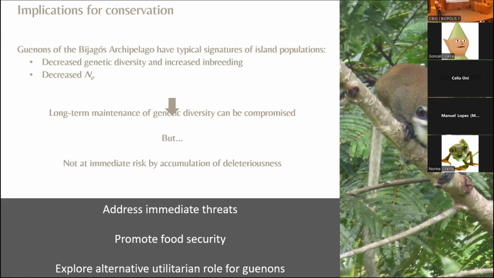So putting all of this together, implications for conservation of these studies. Of all the guenons, spot-nosed is definitely the one that is in a more dire situation in Guinea-Bissau. They have the typical signatures of island populations: decreased genetic diversity, increase in inbreeding, and decrease in effective population size, which suggests to us that long-term maintenance of genetic diversity can be compromised in the future. But at the moment, we don't see any immediate risk by accumulation of deleterious mutations. So they seem to be doing okay with the current levels of inbreeding.